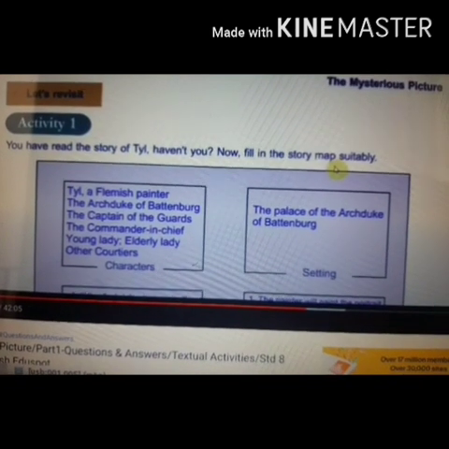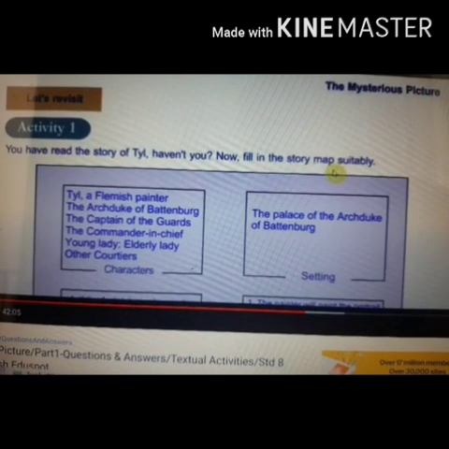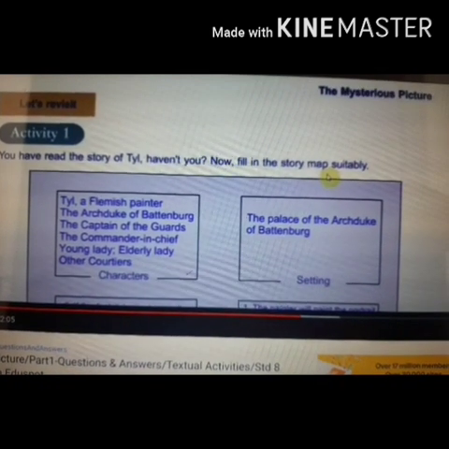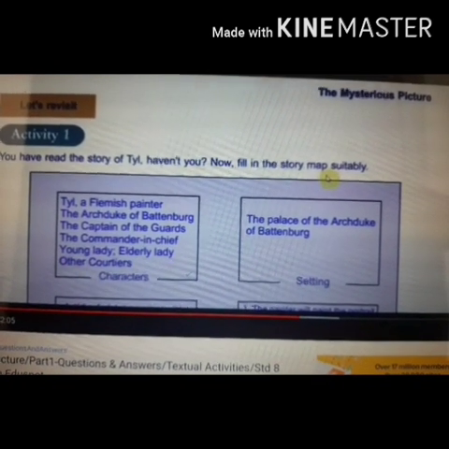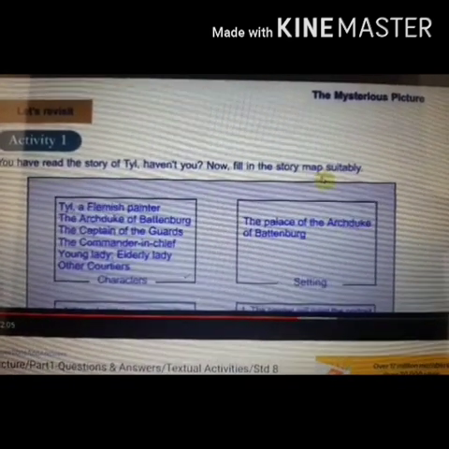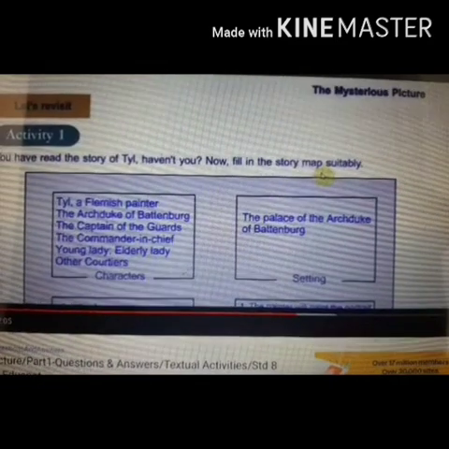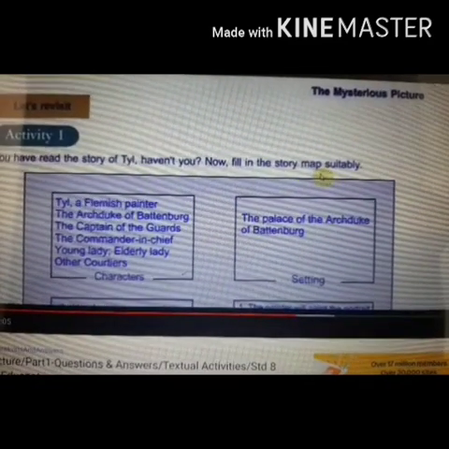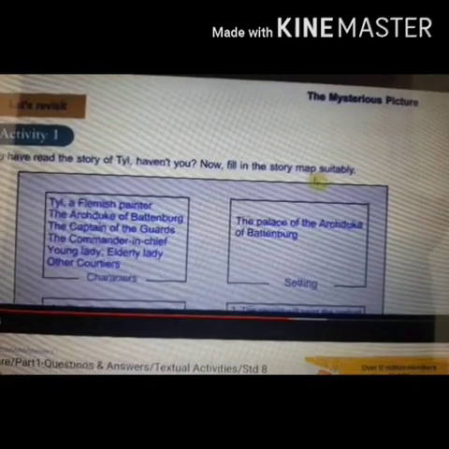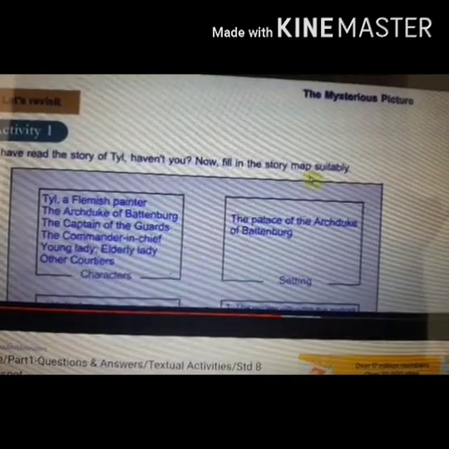You have read the story of Till, haven't you? Now fill in the story map suitably. These are the characters: Till, a Flemish painter, the Archduke of Battenberg, the Captain of Guards, the Commander-in-Chief, young lady, elderly lady, other courtiers. And the setting of the story: the palace of the Archduke of Battenberg.